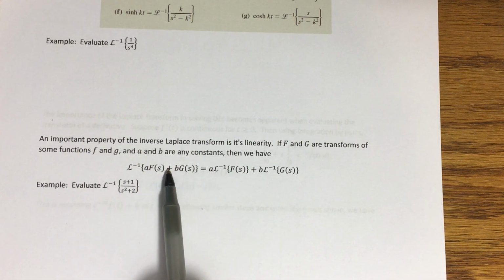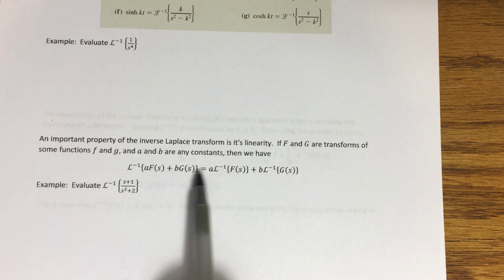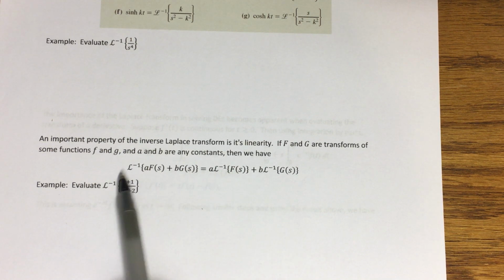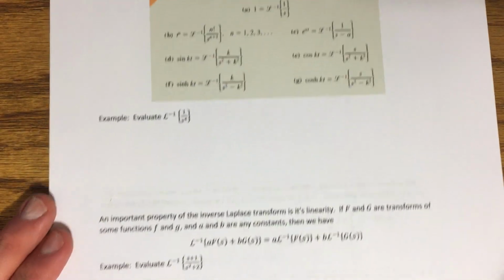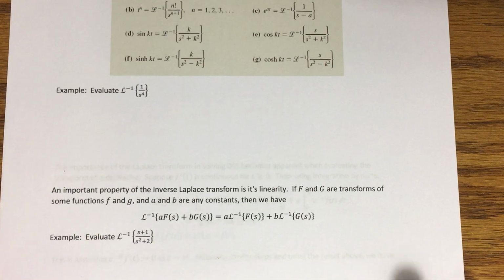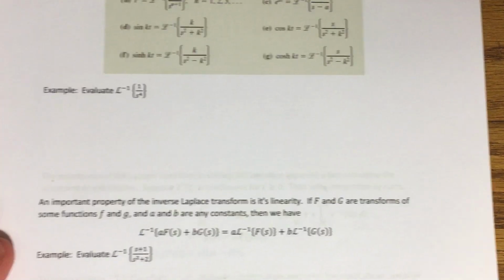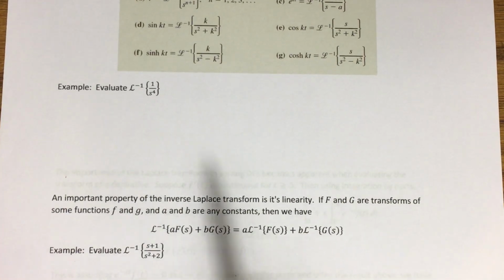And this, again, remember, this allows us to split this up into a sum of inverse transforms, and we can pull constants out. So how are we going to do this example? We want to evaluate the inverse Laplace transform of 1 over s to the 4th.